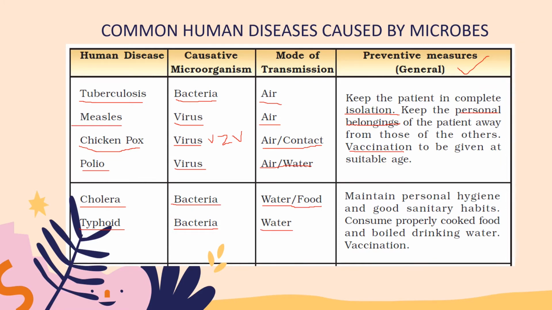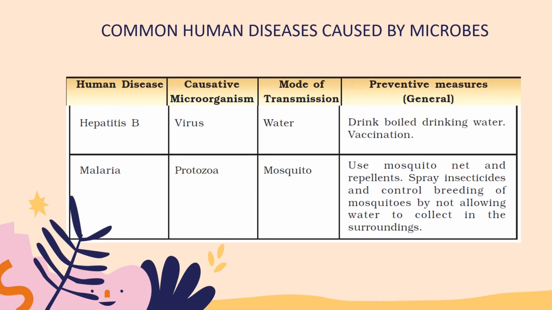So for any kind of disease which is transmitted through water or through food, it is very important to maintain personal hygiene and good sanitary habits. The food that you are consuming shouldn't be uncovered. It should be properly cooked. The water that you are drinking should be boiled. It should be clean. And we have vaccination for these two diseases as well.